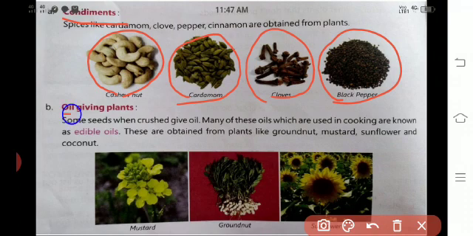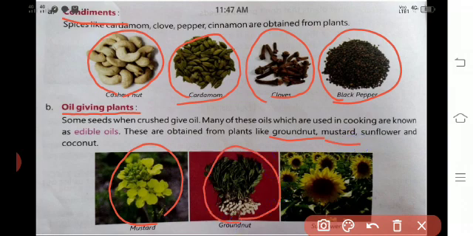Next one, oil-giving plants. Some seeds when crushed give oil. Many of these oils used in cooking are known as edible oils. These are obtained from plants like groundnut, mustard, sunflower and coconut. We can get groundnut oil, mustard oil, sunflower oil and coconut oil. While cooking, we can use these oils. So groundnut, sunflower and mustard are useful for us.